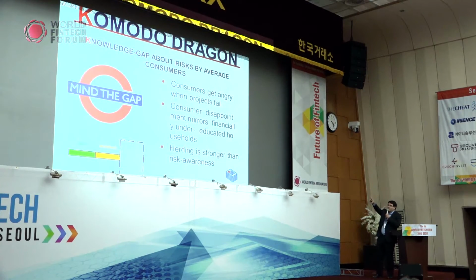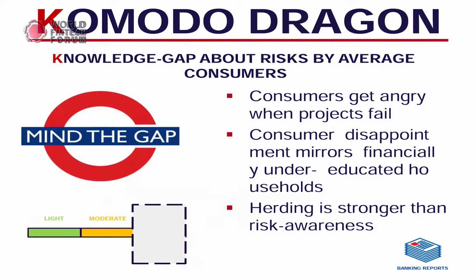So, first, for K, the knowledge gap about risks by average consumers. So basically, one would think that people who do crowdfunding, who put their money into crowdfunding projects, or who participate in peer-to-peer lending, are absolutely clearly aware of the risks. They know that they can lose their money, and they can lose their money very easily. Now, as it turns out from specific cases, average people, even people who participate in crowdfunding and peer-to-peer lending, are usually not aware of the risks. It's unbelievable, but it's true.